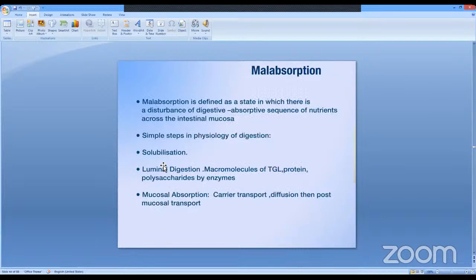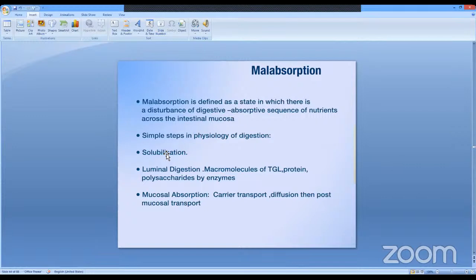So now malabsorption, because chronic diarrhea and malabsorption are more or less synonymous. So what is malabsorption? It is the disturbance in the digestive and absorptive sequence of nutrition that causes the intestinal mucosa to be affected. So the digestive and absorptive sequence is defective.